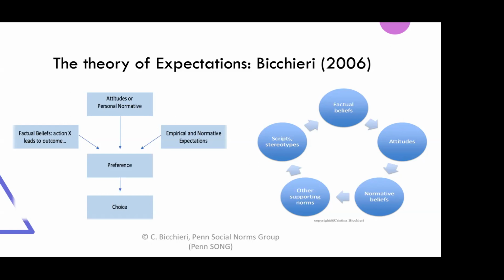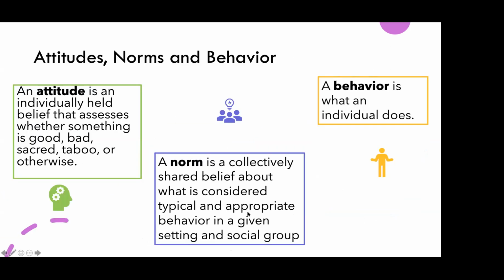So let's identify each word with a specific meaning. Let's start with an attitude. What is an attitude? An attitude is an individually held belief that assesses whether something is good, bad, sacred, a taboo, or otherwise, whatever characterization you want to add to that belief. An attitude is different from a norm, because a norm is a collectively shared belief. So it's not just my belief, it's the belief that I have and share with all the people in the same network where I live, okay?